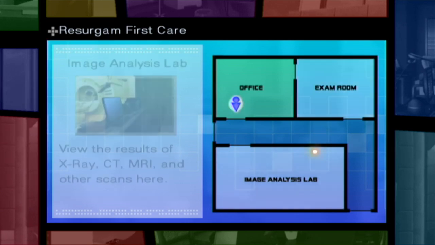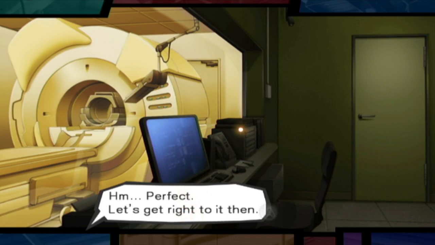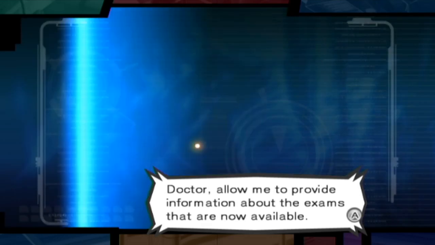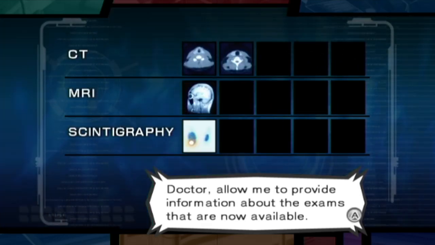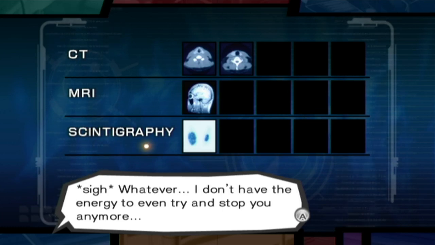Maybe we'll go to the image analysis first. Preparations for the scintigraphy and MRI exams have been completed. Oh, that's good. Perfect. Let's get right to it then. Doctor, allow me to provide information about the exams that are now available. Whatever. I don't have the energy to even try and stop you anymore.